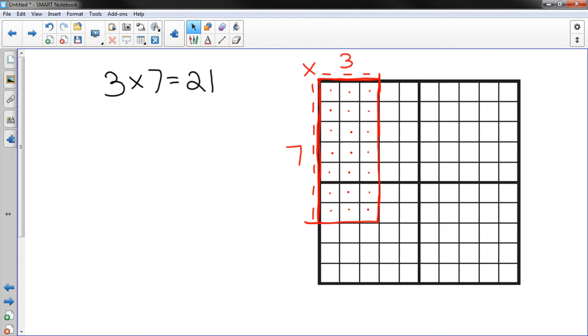So this is the area model for representing multiplication. I hope it's been helpful to you. If you have any questions, please ask.